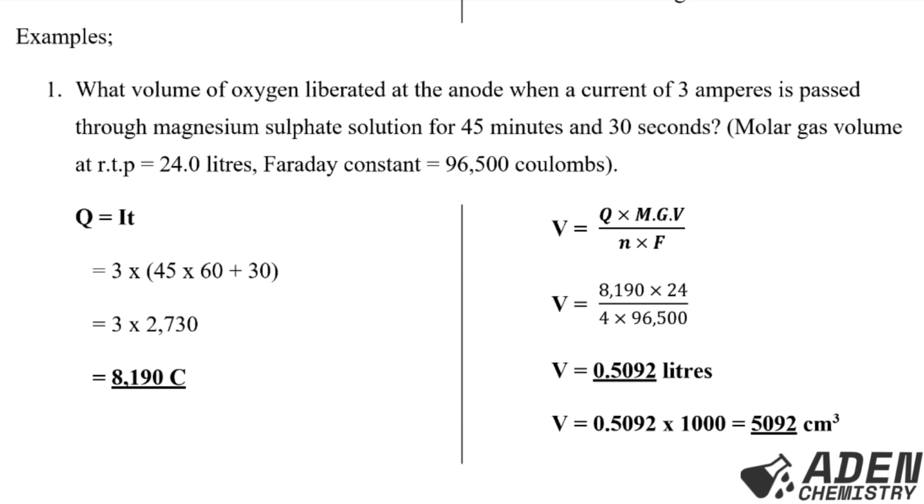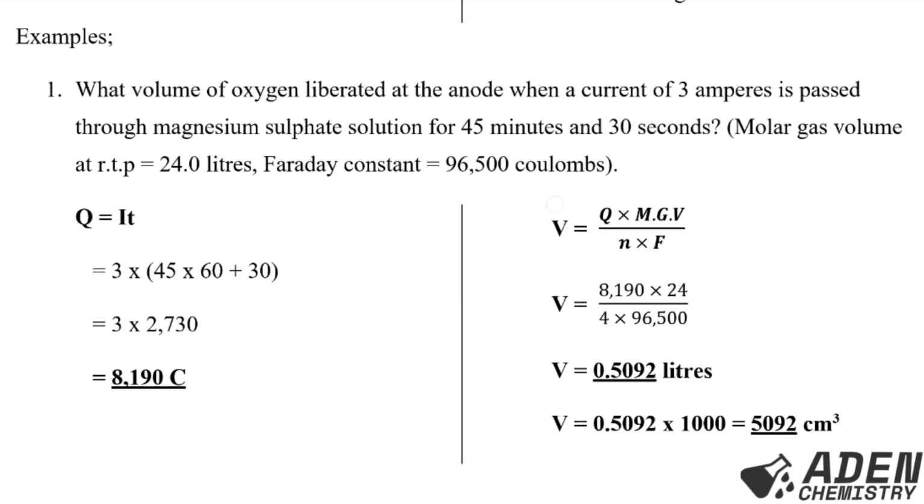We are going to start by looking for Q. Q is equal to IT, where I is current measured in amperes. That's 3 multiplied by T, time. And we say time must be in seconds. Here we have 45 minutes and 30 seconds. So we take 45, multiply by 60 to convert it into seconds, and add 30 seconds. Here we get 3 amperes multiplied by 2730 seconds. What we get is 8190 coulombs as our quantity of electricity passed.